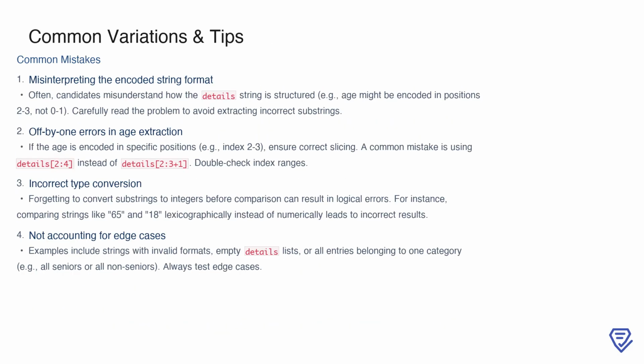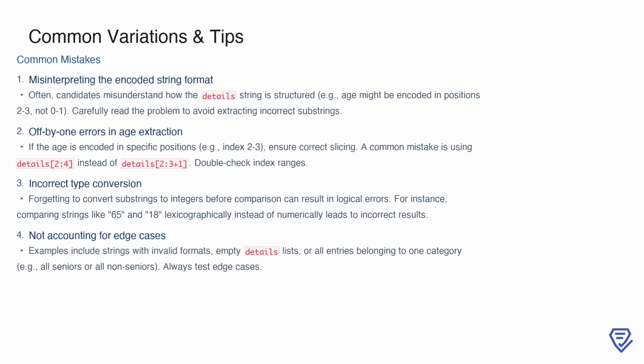One area where candidates often run into trouble is misinterpreting the format of the encoded string. For example, if the problem specifies that the age is located at positions 2 and 3 of the string, it's critical to extract those characters correctly. A common mistake is assuming the wrong positions, such as 0 and 1, leading to entirely incorrect outputs.